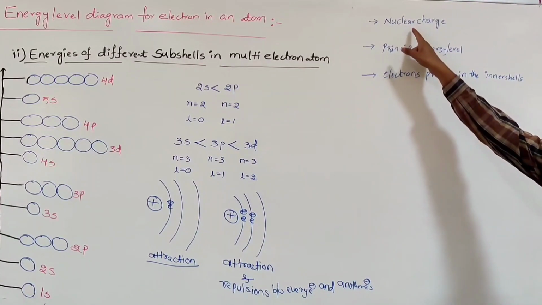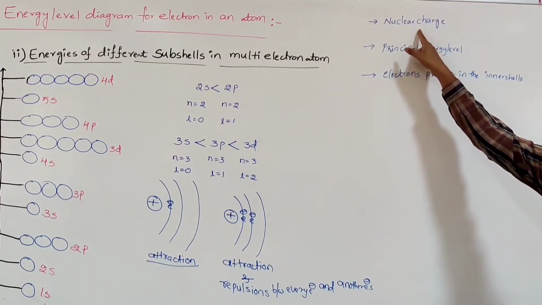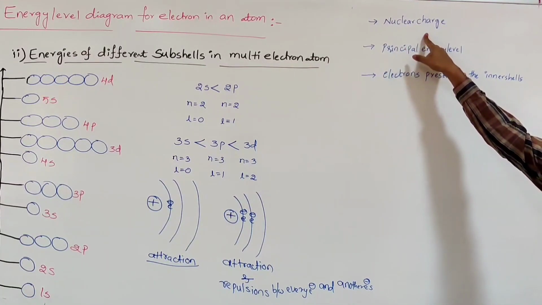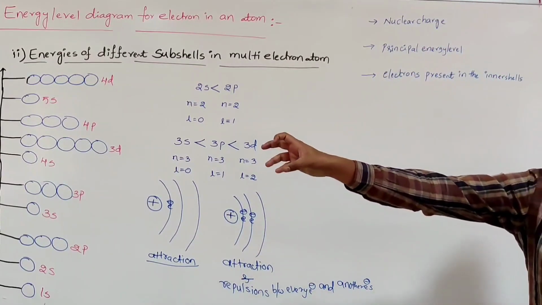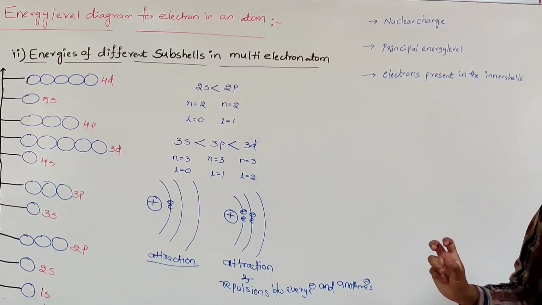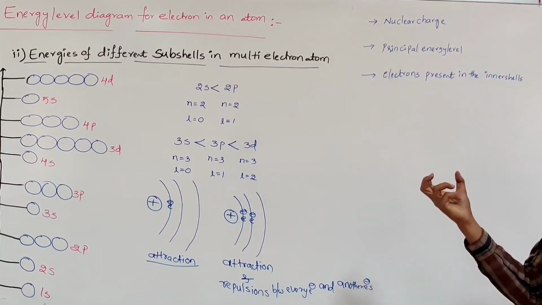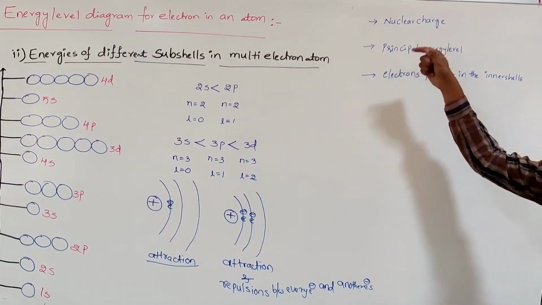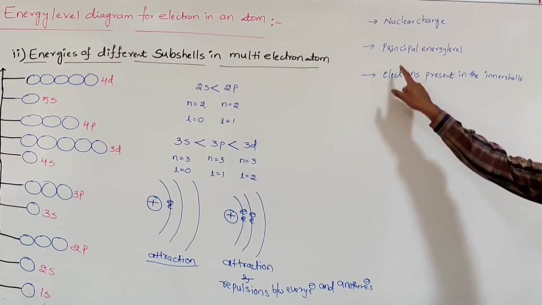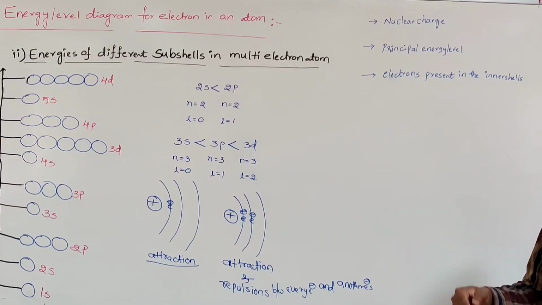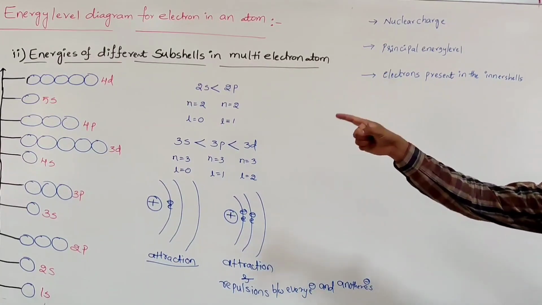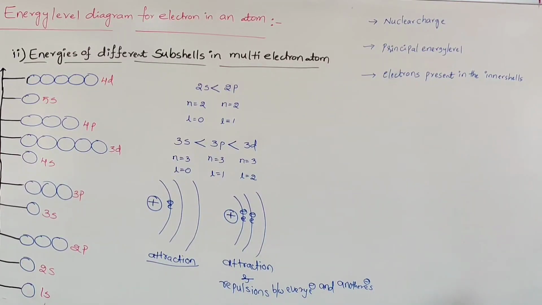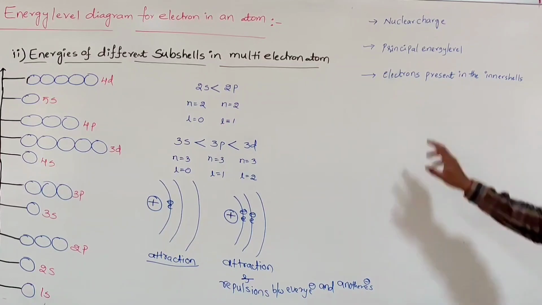One is nuclear charge. Generally, as the nuclear charge is increased, the attractive force between the electron and the nucleus increases, so that the electron is strongly bound to the nucleus. That means it comes very close to the nucleus, so its energy decreases. That means it has low energy. So that will affect the energetic pattern. Principal energy level: as we go from the first to second, second to third, third to fourth, the energy of the subshells increases.